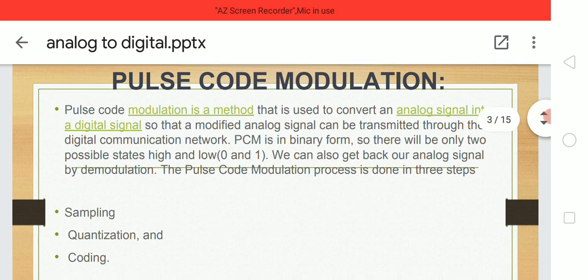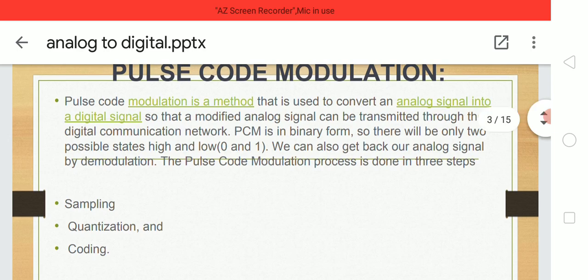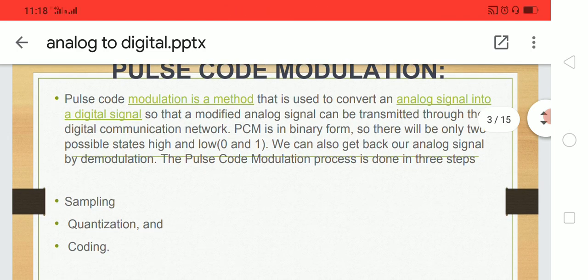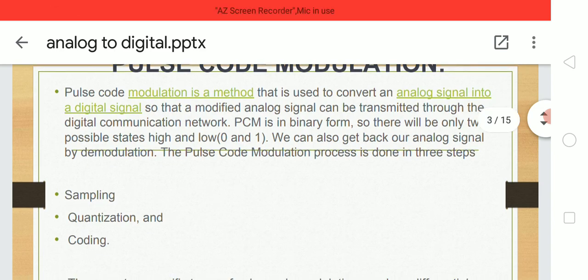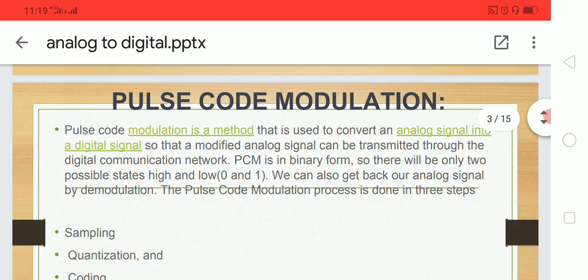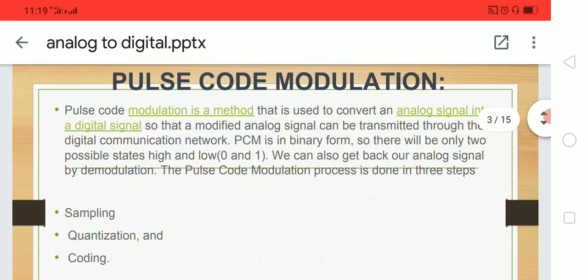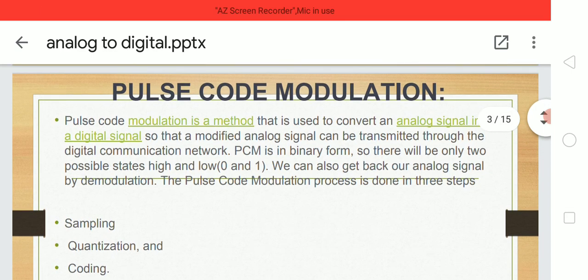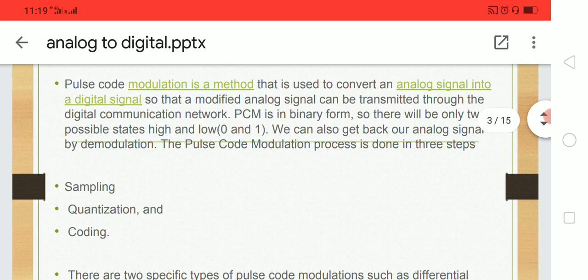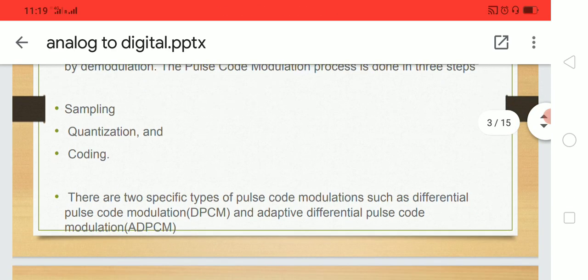We can transmit the digital signal into the communication network, and the receiver can easily understand what we have to say. PCM is in binary form, so there are only two possible states, high and low, that is 0 and 1. This is done on the transmitting side. On the receiving side, the signal is demodulated. The pulse code modulation process is done in 3 steps: sampling, quantization and coding.